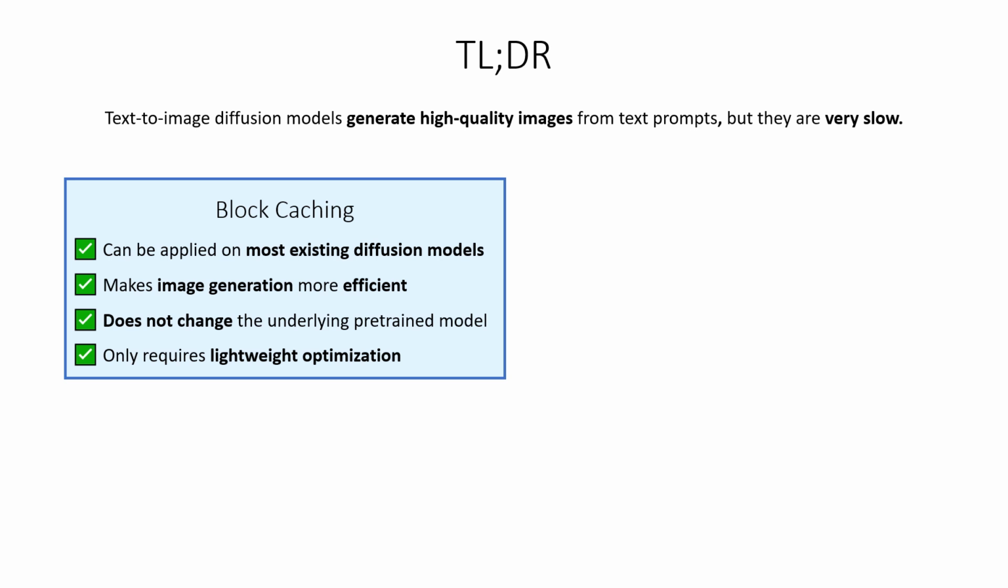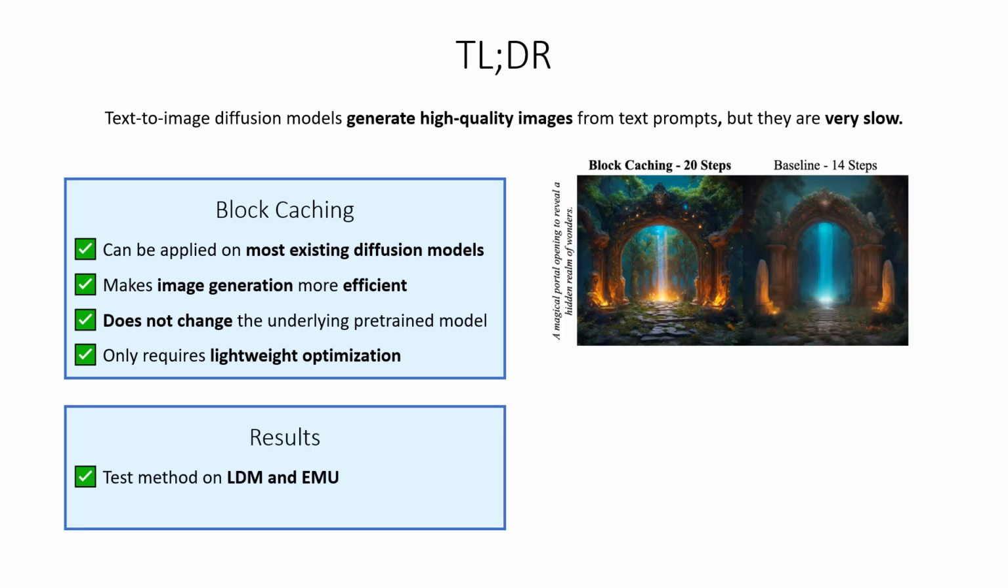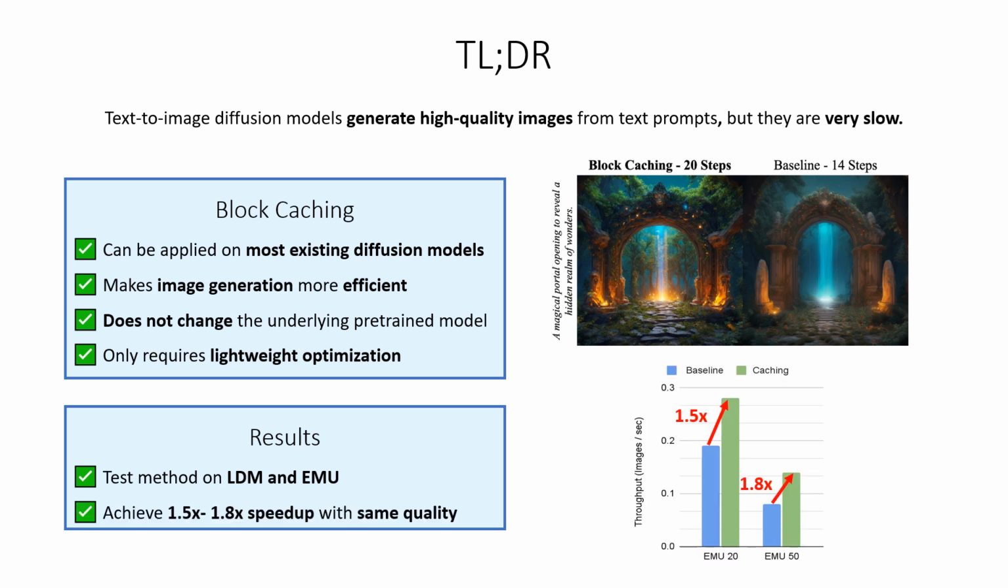Text-to-image diffusion models can generate high-quality images from text prompts, but they are very slow. We propose a technique called block caching, which can be applied on most existing diffusion models and which makes image generation significantly more efficient. It does not change the underlying pre-trained model and only requires lightweight optimization. We test block caching on two very popular diffusion models, LDM and EMU, and we consistently achieve a speedup of 1.5 to 1.8x while maintaining the same quality.